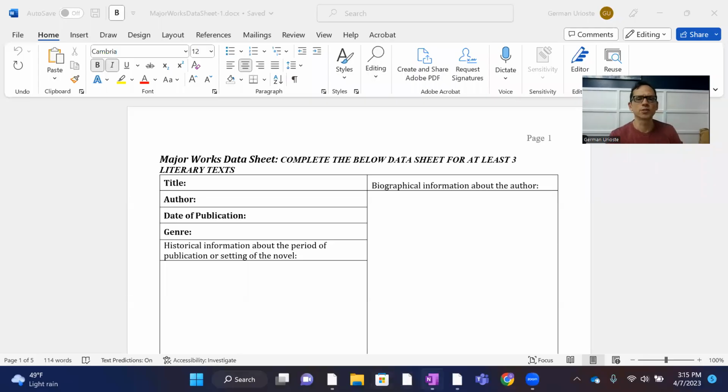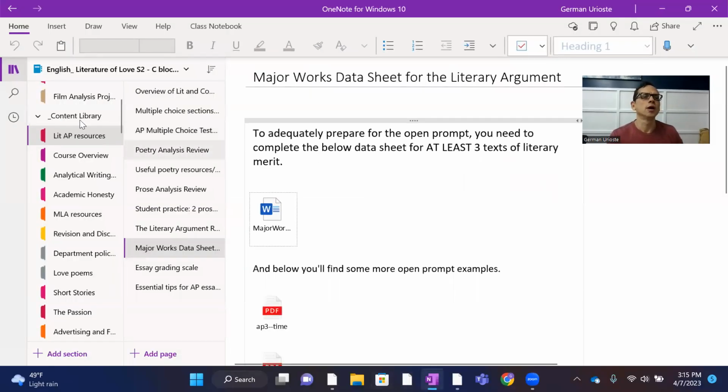Okay, so I'm going back to OneNote. And in the content library, you'll find these resources, the Lit AP resources. We've covered the overview to the test, the multiple choice section, and then we went methodically through the three essay sections, the poetry analysis review, the prose analysis review, the literary argument review, to give you a sense for what those things look like. The last couple of things I want to talk about briefly: the essay grading scale and essential tips for the AP essays.